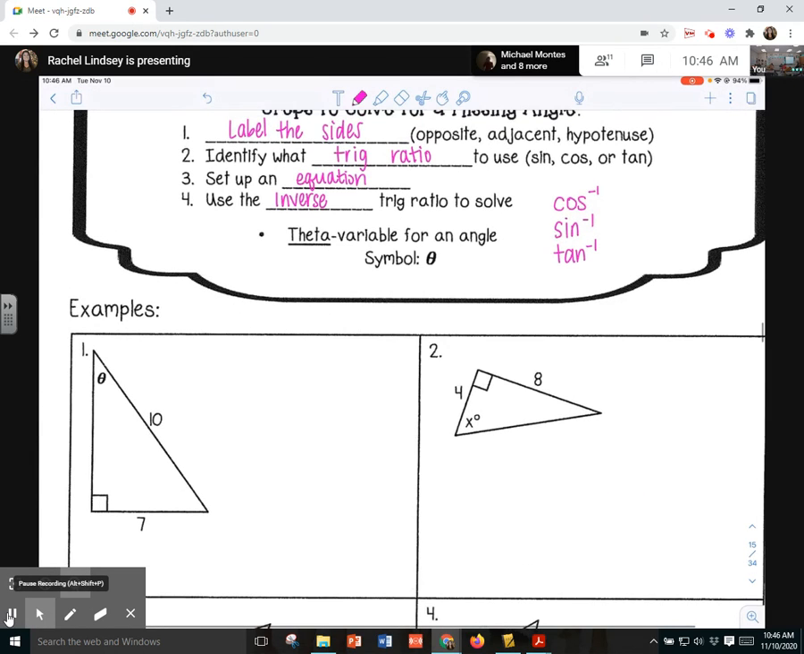So, for an example of what this looks like. Looking at number 1, this is our angle we're looking at. Alright, so we identify our angle. Now we need to label the sides based off of that angle. So based off that angle, 7 is what? Opposite, and 10 is hypotenuse. So we labeled our sides. Now what trig ratio will we use? SOHCAHTOA, or TOA?